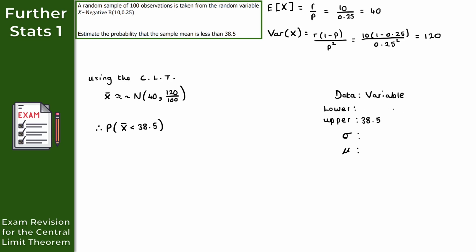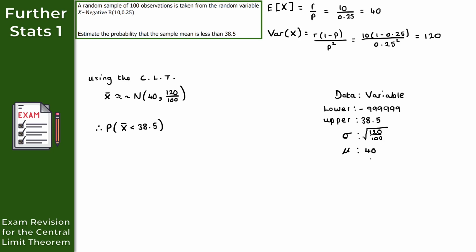For the lower value, we pick an arbitrarily small value. I just put minus and a load of 9s. Something along those lines is absolutely fine. For sigma, the standard deviation, that would be the square root of this. Remember, this is the variance, so if we want the standard deviation, we take the square root of 120 over 100. And for mu, that would simply be this parameter of 40.